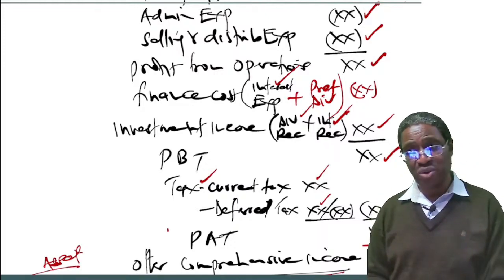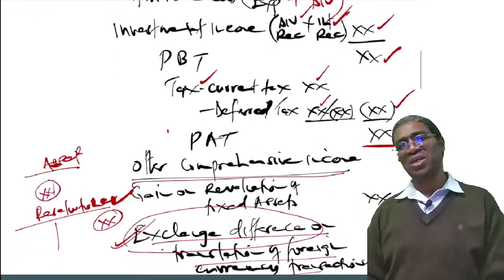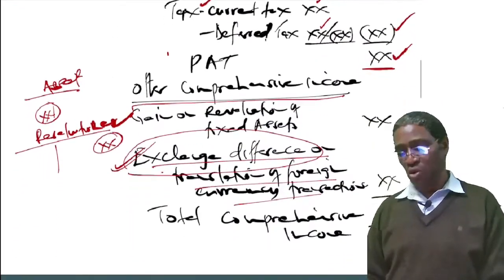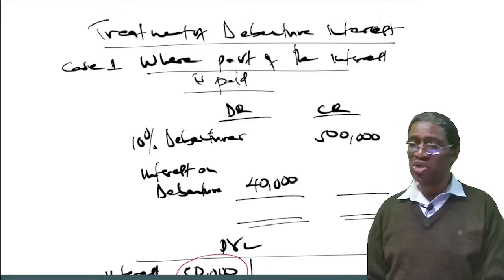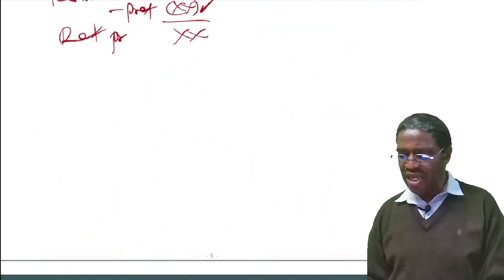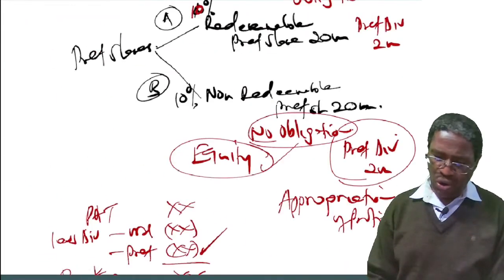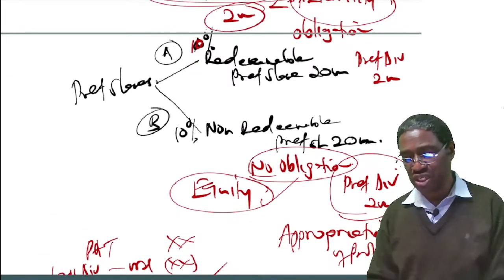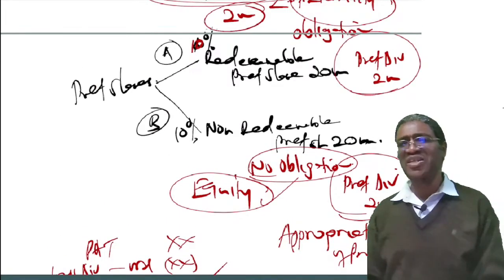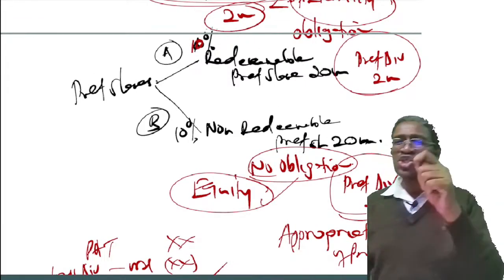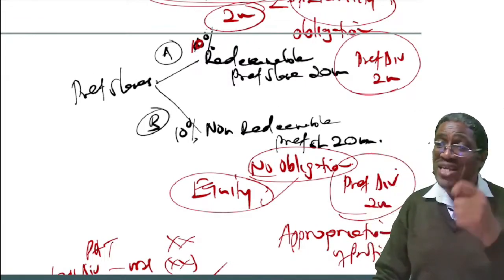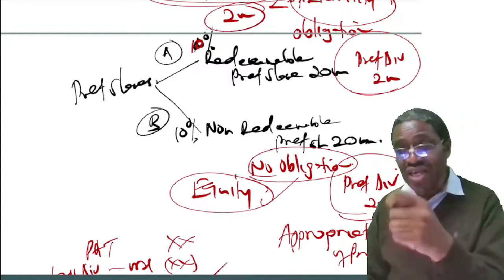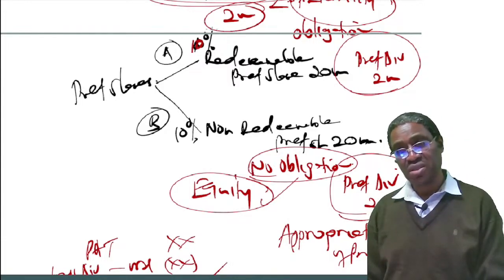That was point number one. Point number two is about the treatment of dividends. I've told you a short while ago that any preference dividend on redeemable preference share should be considered as a finance cost in the income statement.